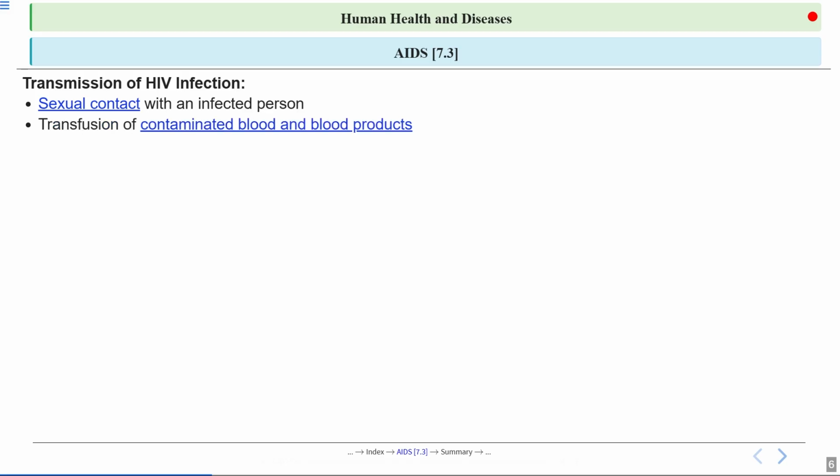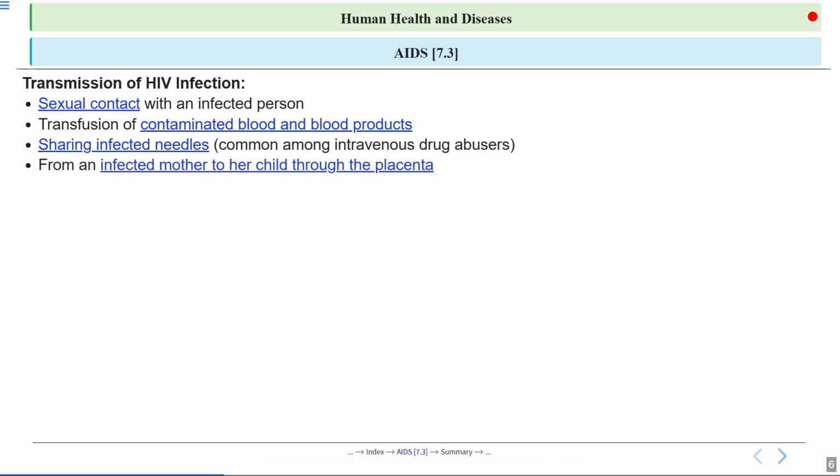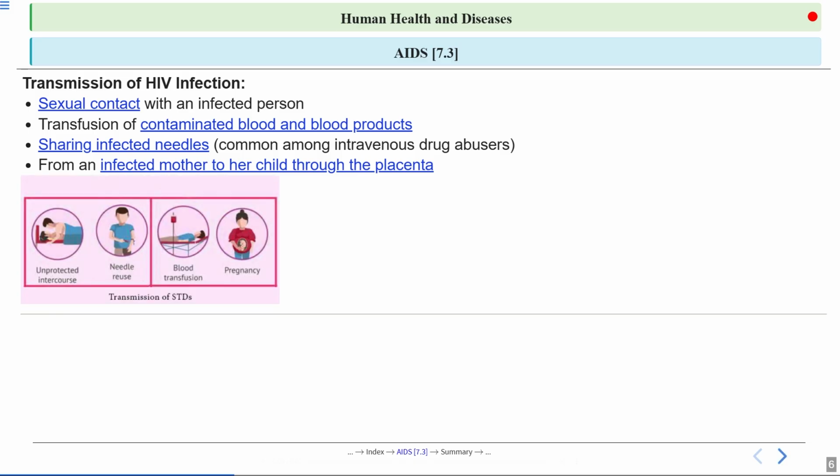Another way HIV spreads is through transfusion of contaminated blood and blood products. Now, HIV can also be transmitted by sharing infected needles, which is common among people who use intravenous drugs. Now, the virus can also move from an infected mother to her child through the placenta during pregnancy. So placenta is like a bridge between mother and the fetus. If the mother has HIV, the virus can cross this bridge, which is the placenta, and infect the fetus as well. This is why prenatal care and testing are so important for expecting mothers.